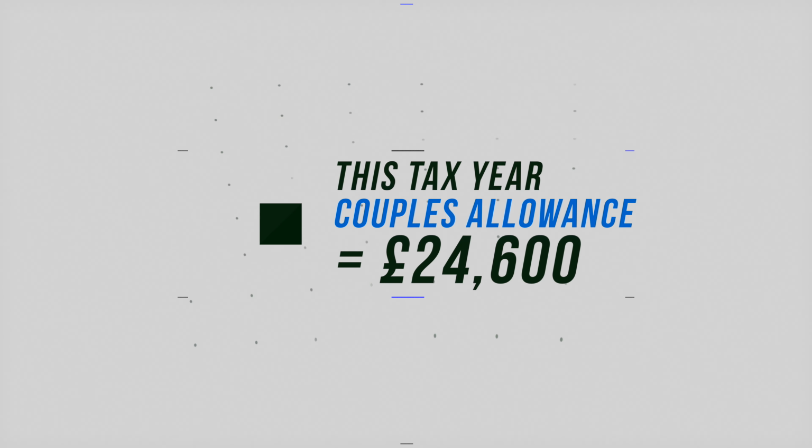Now, if you're married or in a civil partnership, you can share your tax allowances, meaning that for this tax year, the couple's allowance is £24,600. You can also transfer asset ownership between the couple without having to pay capital gains tax. So there are different capital gains tax rates depending on how much you earn and whether you're selling an asset or property.